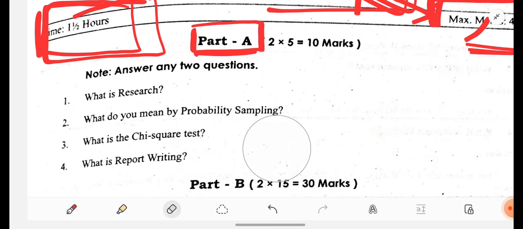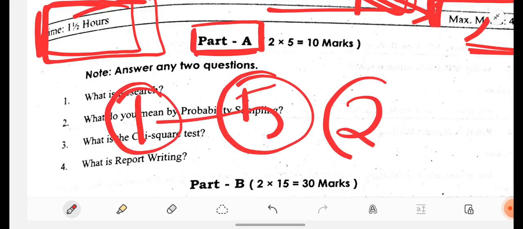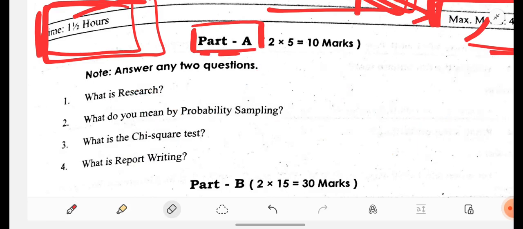Here you will have 5 marks for one question. Okay, if you write one question, you will get 5 marks. If you write the second question, you will get 5 marks. 5 plus 5, 10 marks. Okay, only 2 questions you have to attempt to score 10 marks.